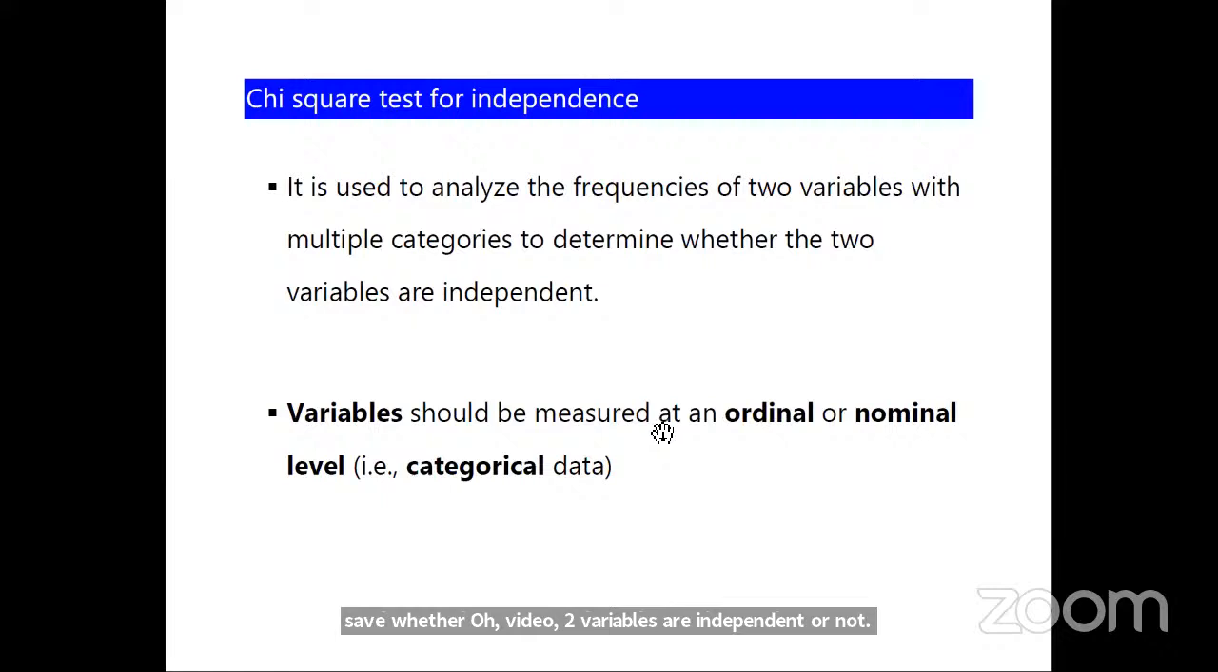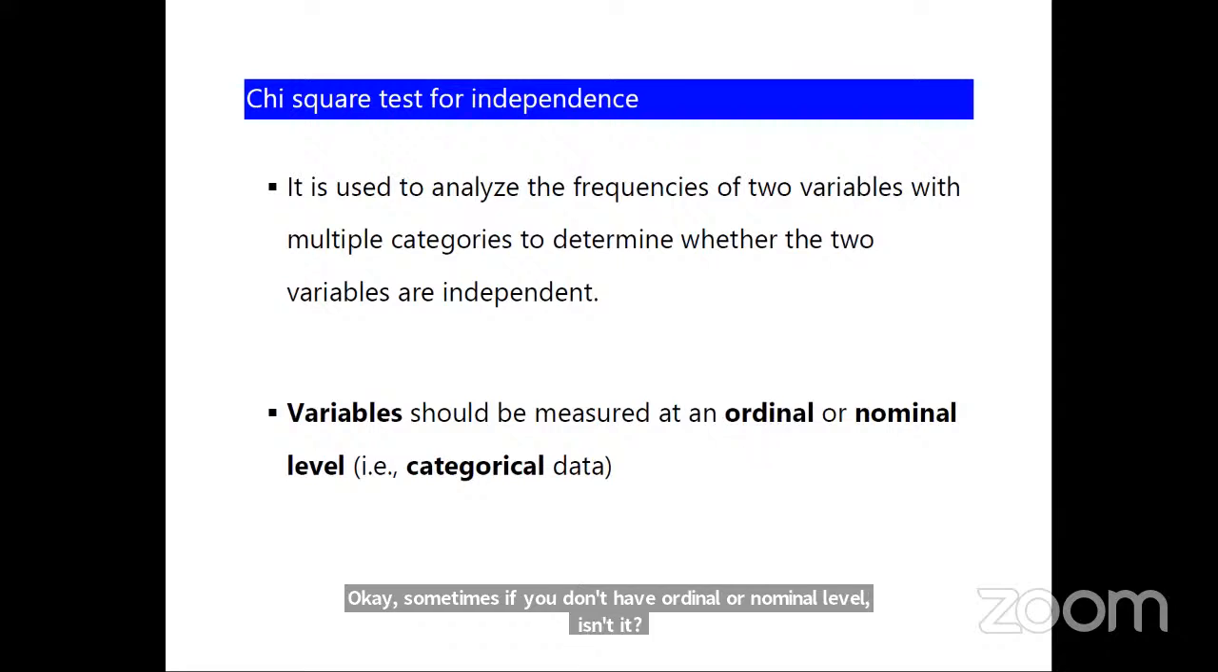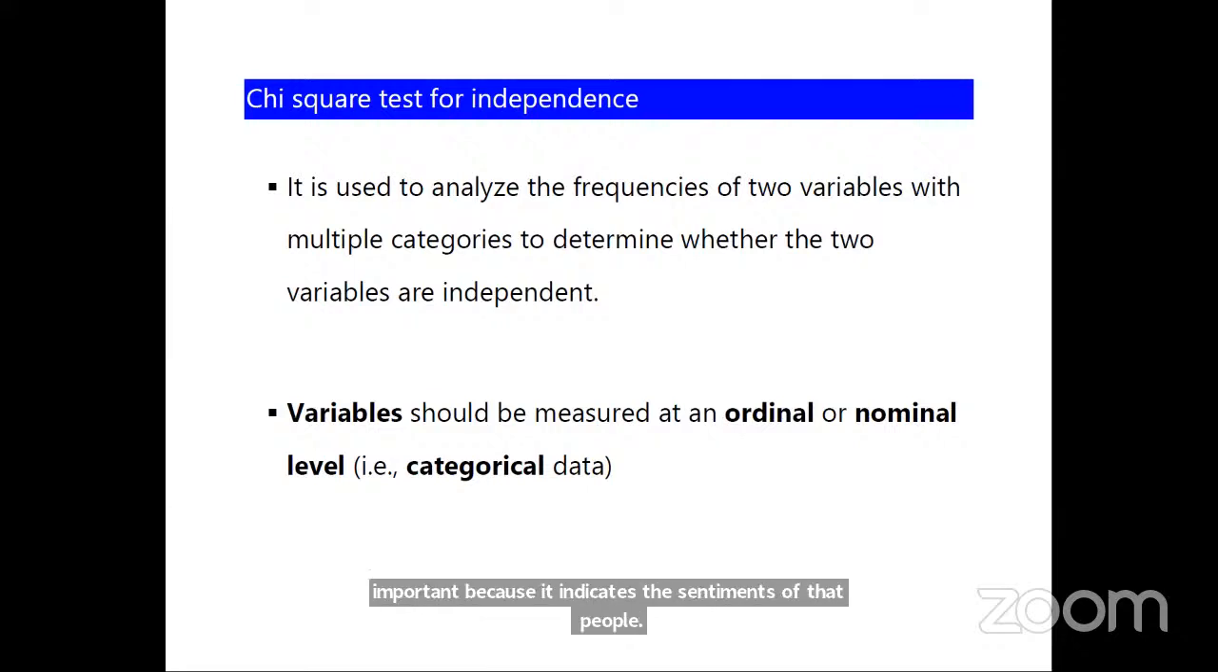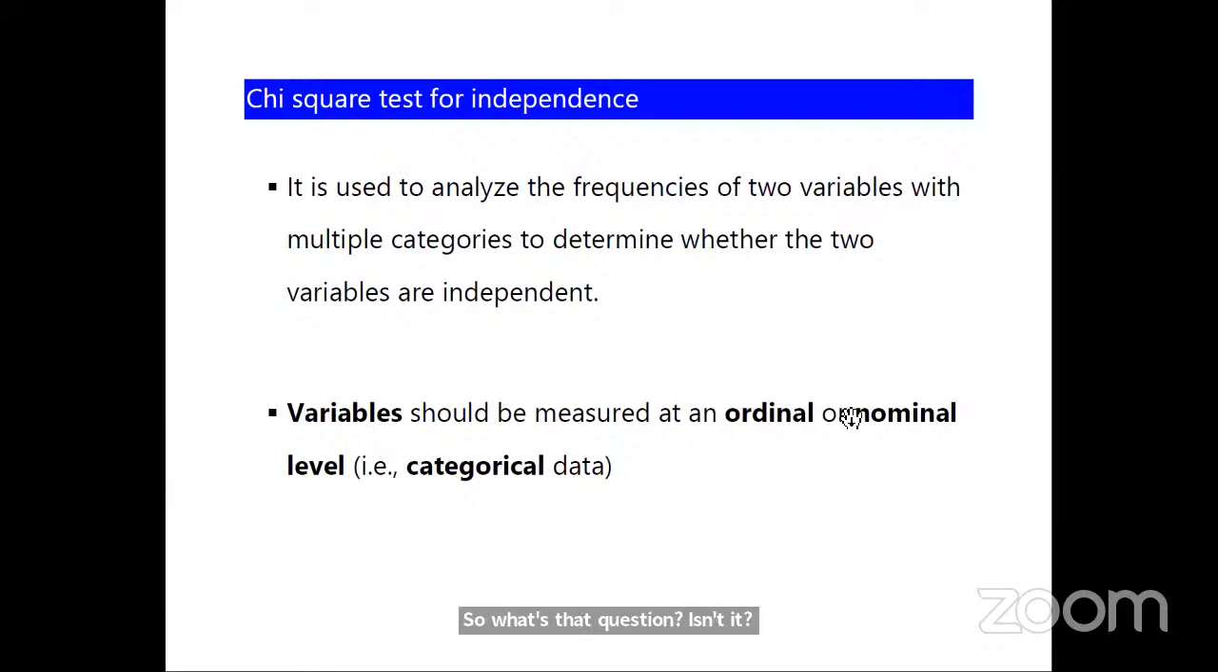Variables should be measured at ordinal or nominal level. Ordinal means what? When order is important. Like when you give a Likert scale, no? It is like agreed, strongly agreed, then neutral, not agreed, and strongly disagreed. So this order is there, and that order is also important because it indicates the sentiments of those people towards that question, isn't it? So when the order is important, it is called an ordinal variable.